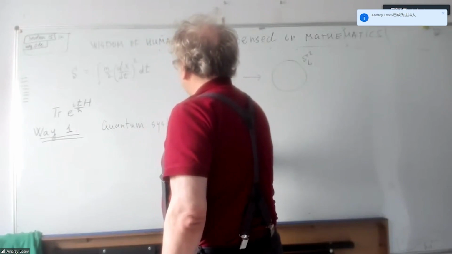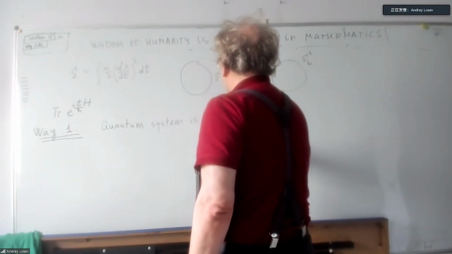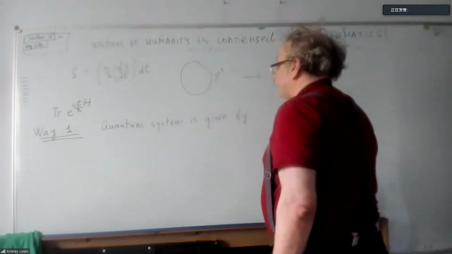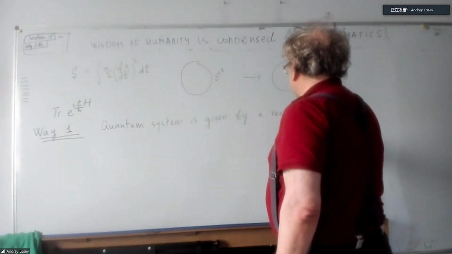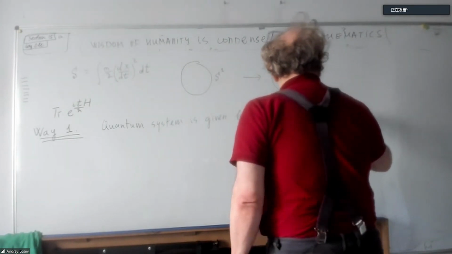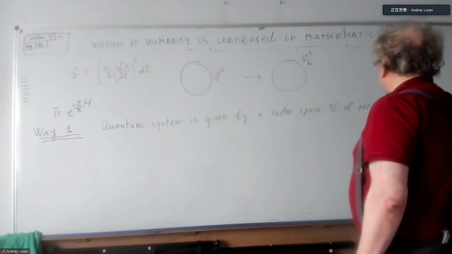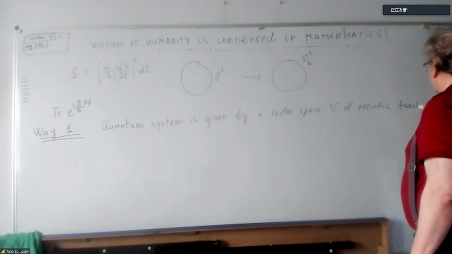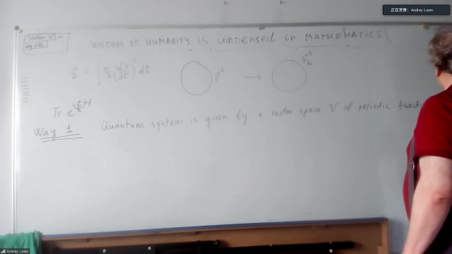Quantum system is given by a vector space V of periodic functions on S1 of length L.